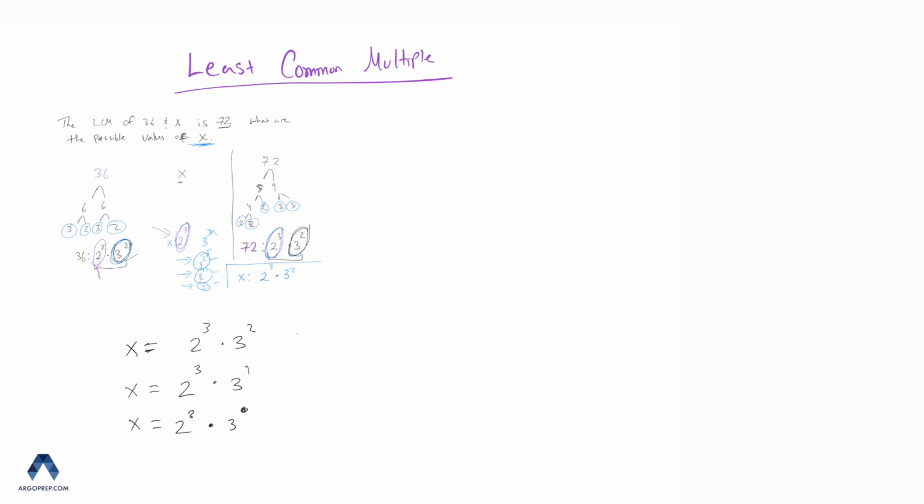And now let's just solve it. 2 to the third, well, 2 times 2 is 4. 4 times 2 is 8. 8 times 3 to the second power, which is 9. 9 times 8 is 72. Okay, that's one possible value of x.